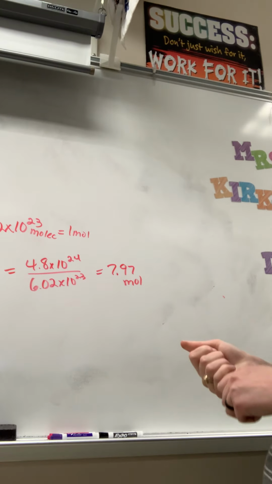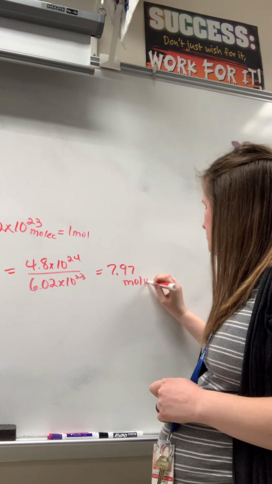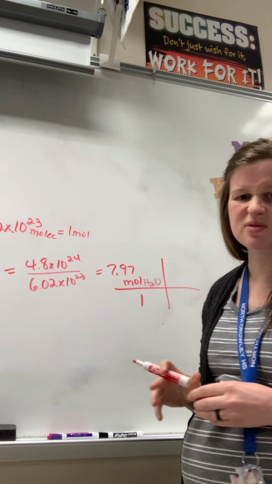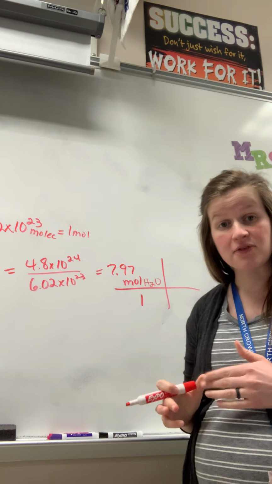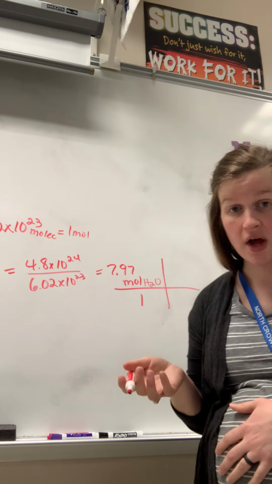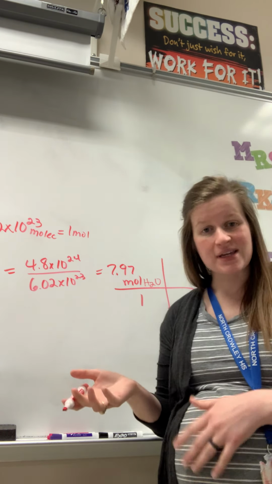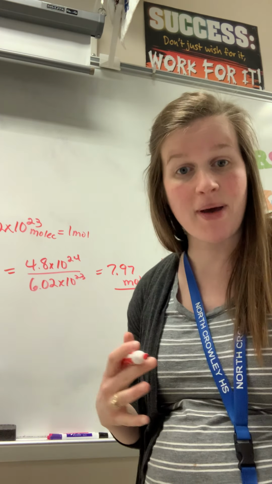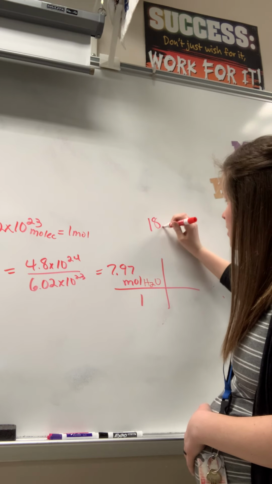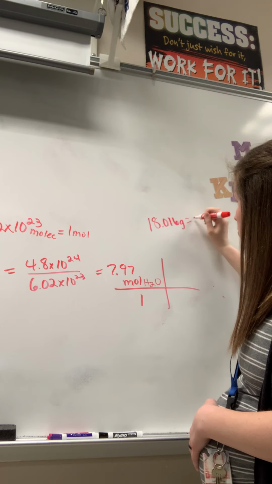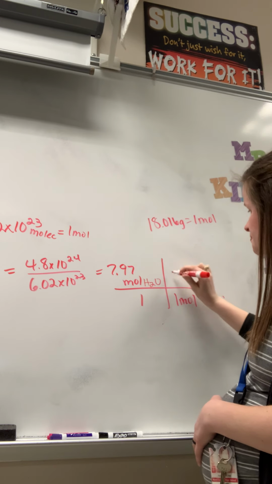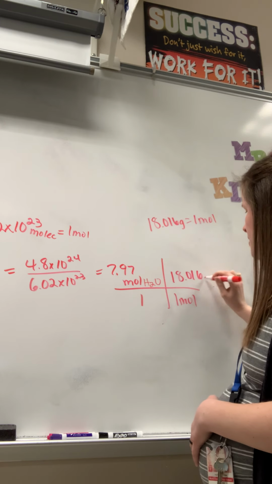So I'm going to come over here. I have moles of H2O, and I'm going to put it over 1. It's still just moles of H2O, but now I'm asking for grams. In this case, I'm going to use my molar mass. The molar mass of water is 18.016. I solved it in a different video, so if you need to go back and watch that, you can. So I'm going to use 18.016 grams is equal to 1 mole. I want moles to go on the bottom to cancel, which means grams go on top, which then gets me my answer.